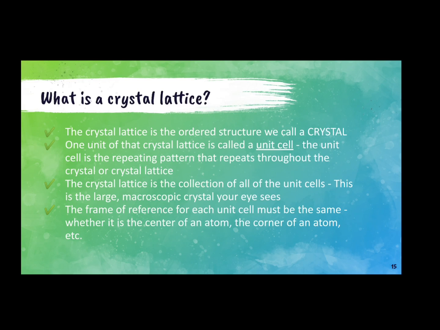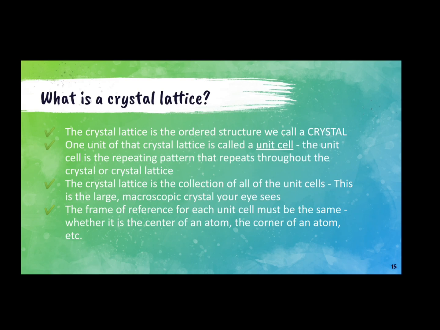Next, we're talking about a crystal lattice. It is the ordered structure that we generally just refer to as a crystal. One unit of that crystal is called a unit cell. The unit cell is the repeating pattern that's just repeated throughout the entire crystal or the entire object. The crystal lattice is a collection of all the unit cells. So the crystal is what we actually see, even though it's made up of tiny little cells.